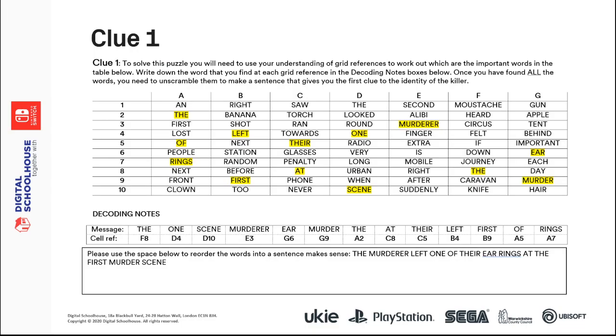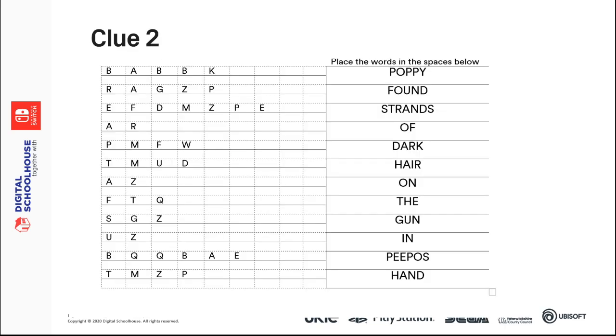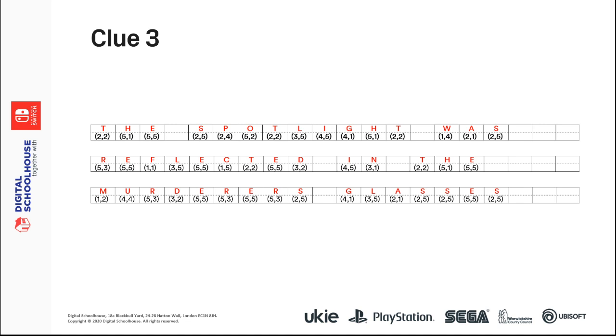So answer to clue 1 was the murderer left one of their earrings at the first murder scene. The answer to clue 2 was that Poppy found strands of dark hair on the gun in Peepo's hand. The next clue 3 was the spotlight was reflecting in the murderer's glasses.